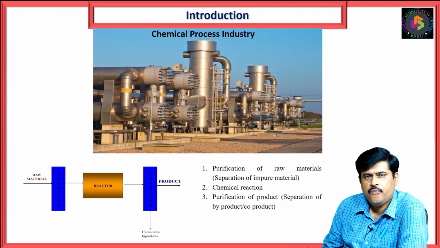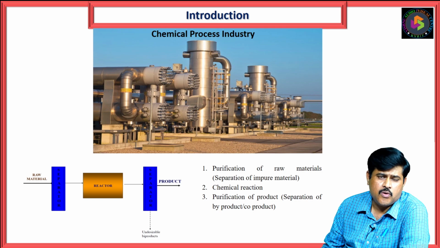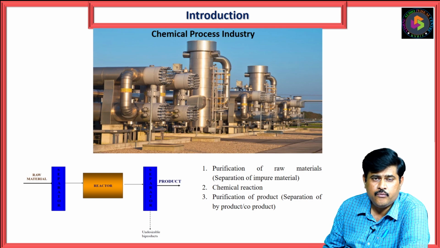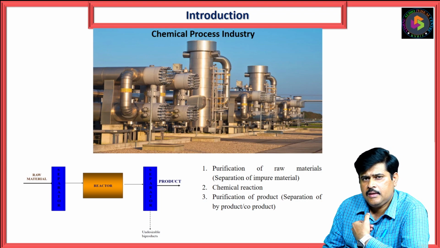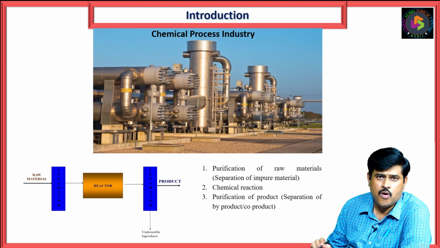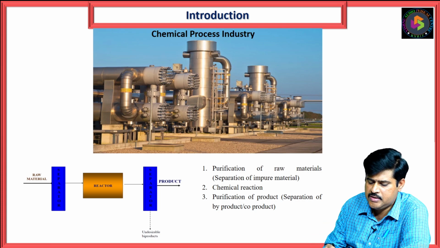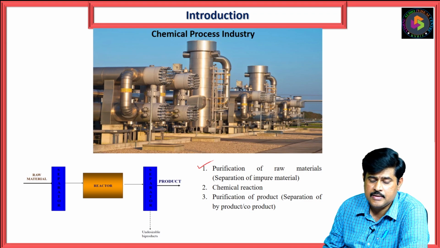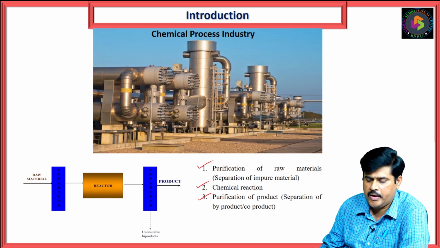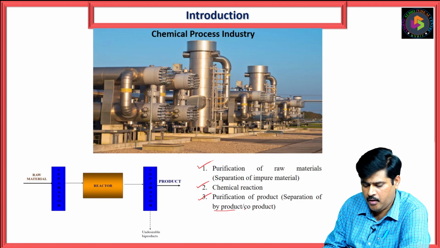Coming to the importance of chemical reaction engineering in chemical process industry, you take any chemical process industry, the purpose is to convert raw materials into useful products. If you see all the steps that is involved in the conversion of raw materials to useful products, we can categorize it into mainly three steps. The first step is purification of raw material. That means separation of impurities from the raw materials. Second step is chemical reaction. Third step is purification of product, where we are going to separate the main product from byproduct or co-product.